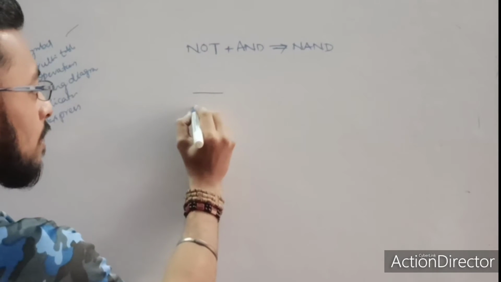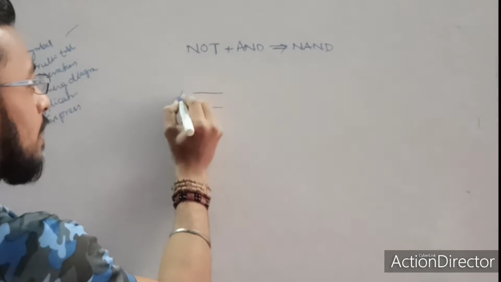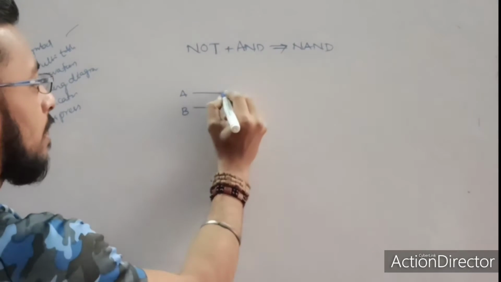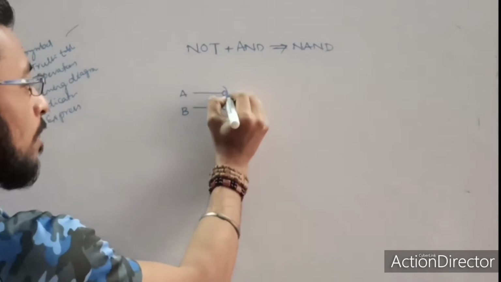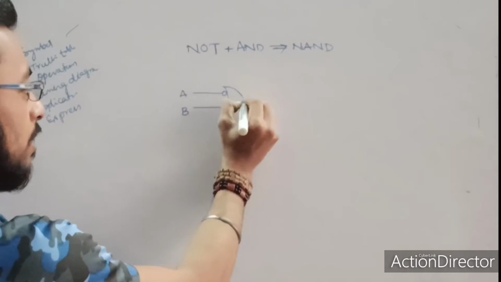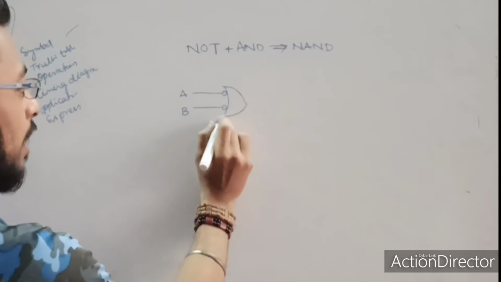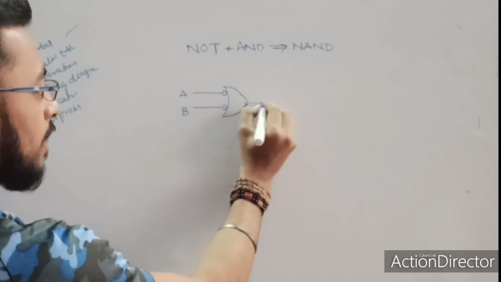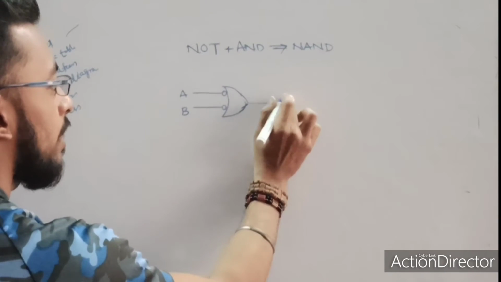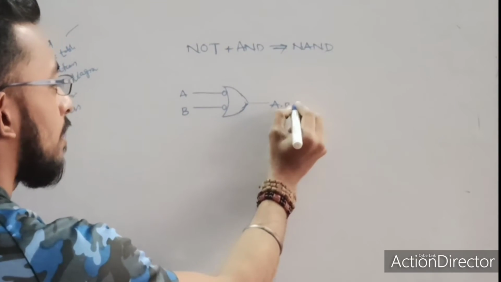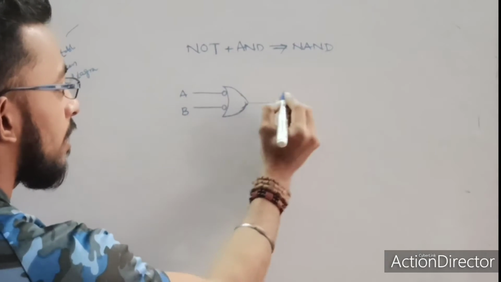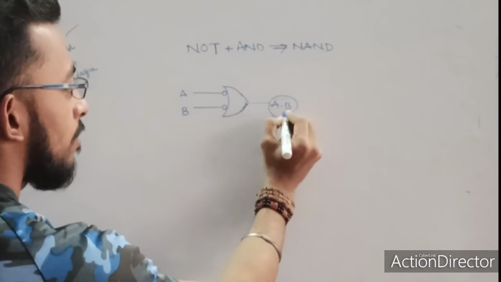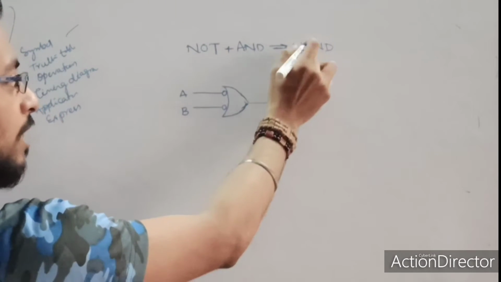How? Let's take these two inputs A and B, and I am going to use two bubbles at the input side, and I am going to use an OR gate. This is the circuit symbol of the OR gate. So this output will give me A dot B bar, meaning NAND gate output I will get. It is nothing but the same as the NAND gate.